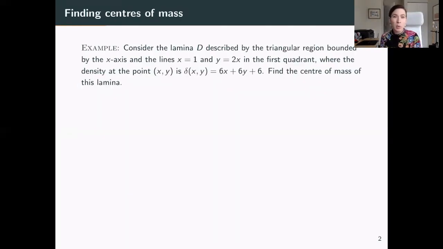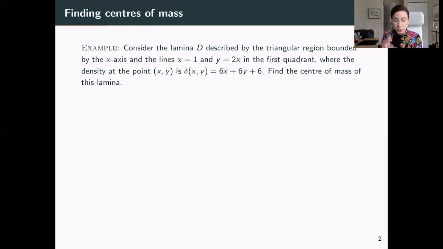In this example, we're given a density function delta of x comma y given by 6x plus 6y plus 6. Here we want to find the center of mass of the lamina that has this density function, when we are defining this lamina by the triangular region bounded by the x-axis and the lines x equals 1 and y equals 2x.